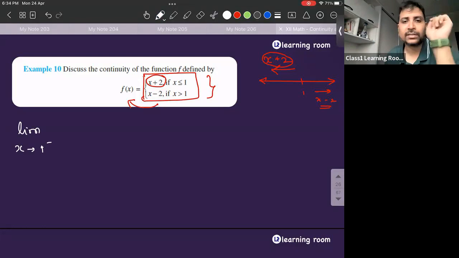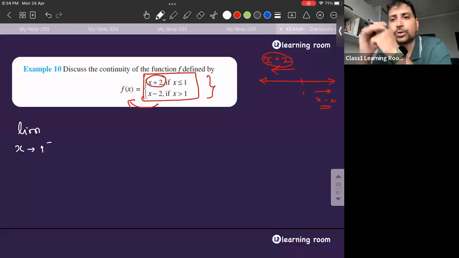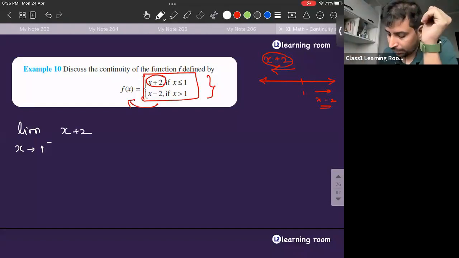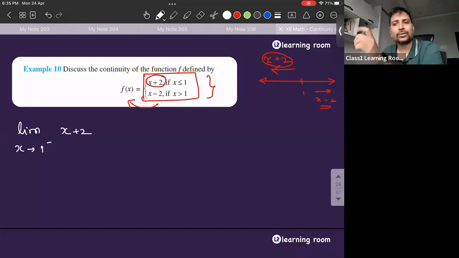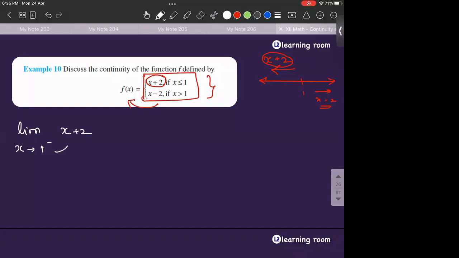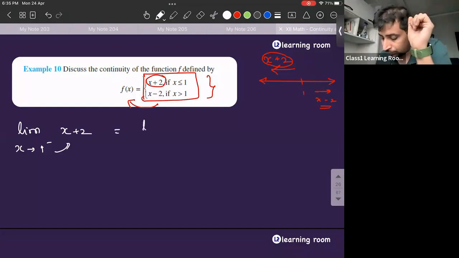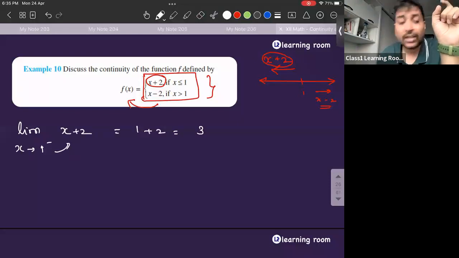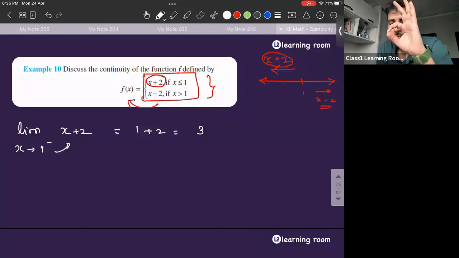So when I say limit x tends to 1 minus, among x plus 2 and x minus 2, which function should I take? We should take the first one, x plus 2. Very good. You need not do all those steps with h tending to 0. Just substitute the limit. Don't substitute minus 1. You will have 1 plus 2. The answer will be 3.